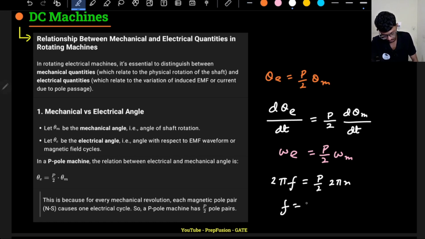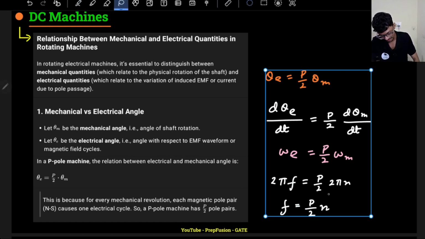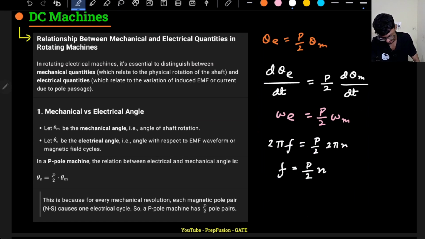So f will be equal to P by 2 into n. The electrical frequency will be P by 2 into n, the mechanical quantity. So this is mechanical. n is revolutions per second, not rotations, revolutions per second.